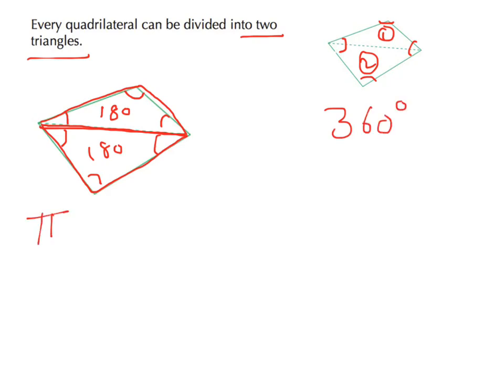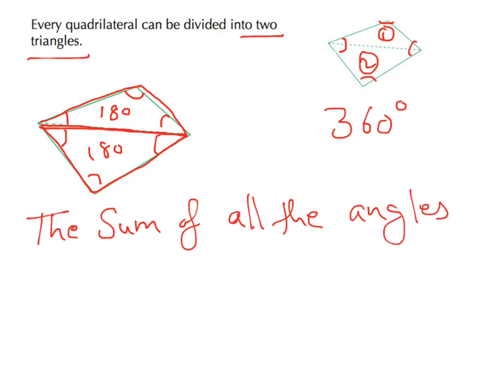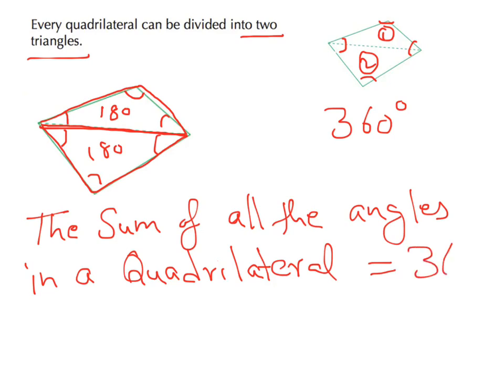So the sum of all the angles in a quadrilateral will be equal to 360 degrees.